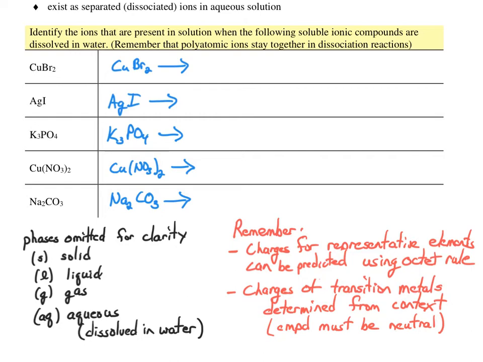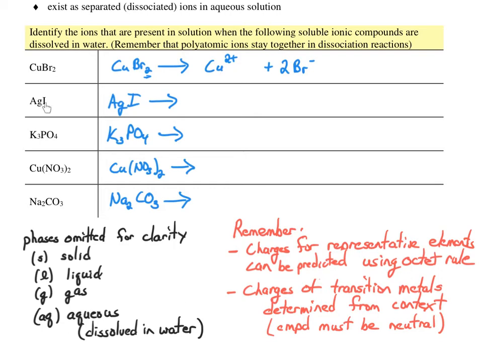Bromine, 7A, 7 valence electrons, 1 electron short of an octet. It accepts an electron to go to a -1 charge. This subscript 2 tells us we have 2 of these bromide ions. The charge on copper has to offset the 2 bromide ions. So the copper ion is going to have a 2+ charge.